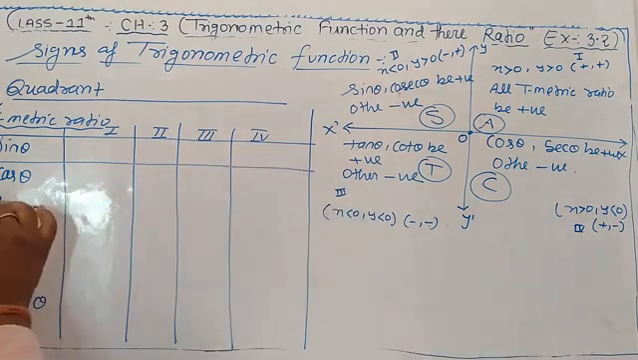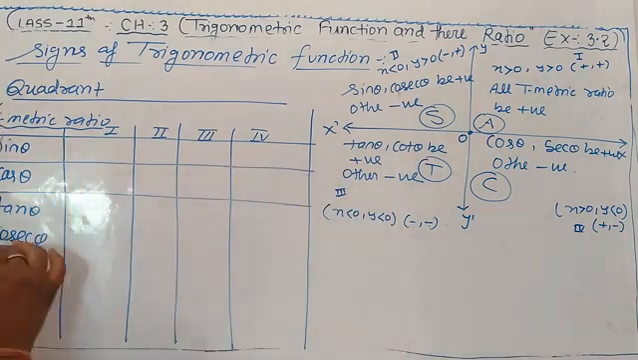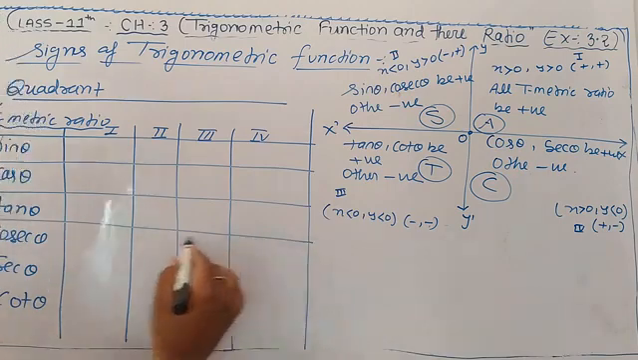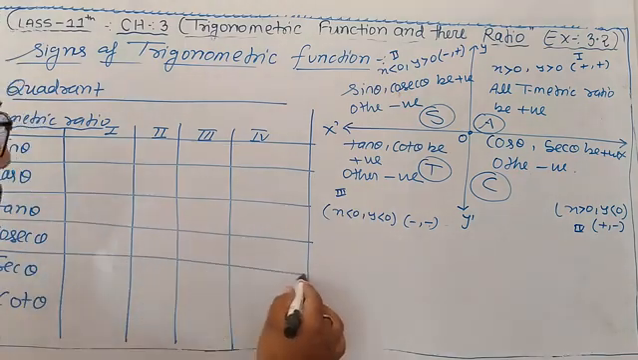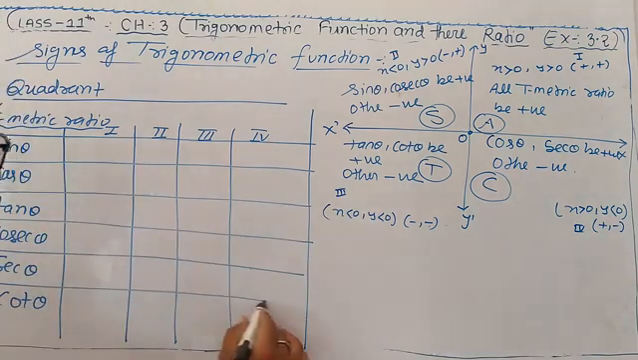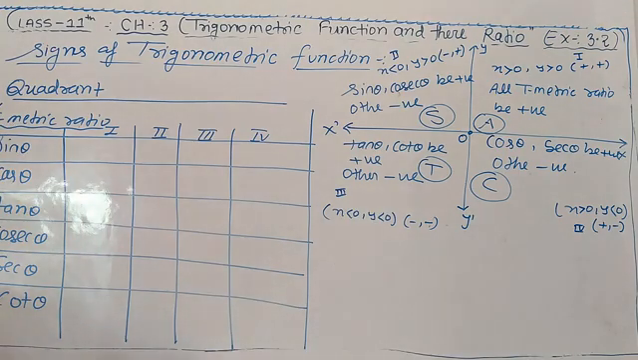First quadrant, all the trigonometric ratios are positive. Second quadrant, student, sine and cosec positive. Third quadrant, tan and cot positive, and fourth quadrant, cos and sec positive, others negative. So this is the first quadrant.